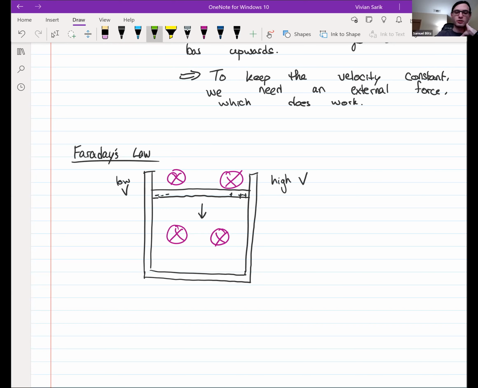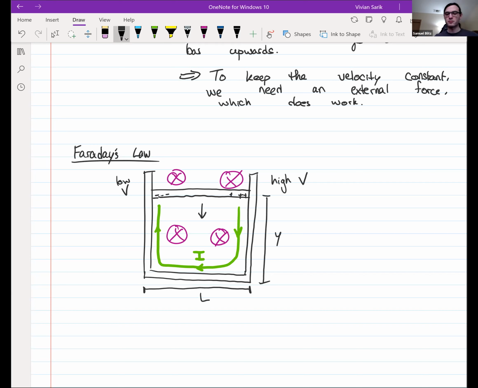Let me use a different color for current. Because these positive charges will want to rejoin with their negative charges. They can't go back the way they came because there's a force pushing them that way. But once they leave the bar, there's no more force pushing them, so they can go back and join their negative charges on the other side by going around the circuit. So let's call this height y. Let's call this length L. We're going to need these values in a moment. And let me fill this in just to make it a little bit clearer.